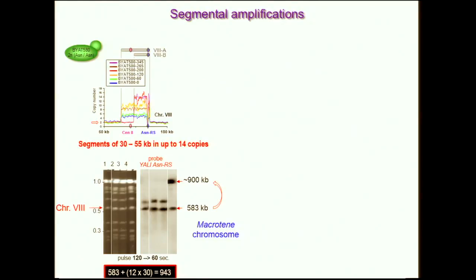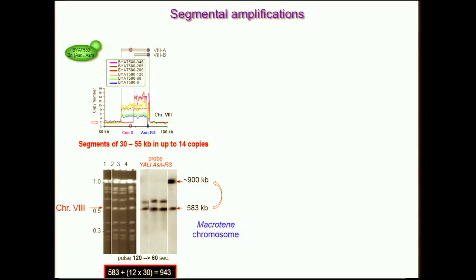We find them in up to 14 copies. And if we run the chromosome on pulse field gel, you see that the normal size chromosome would be here. And we have, in addition, a larger size chromosome, which is here. This is made on diploid cells, where we have 2 copies of that. If you make a simple mathematical calculation, multiplying 12 additional copies by the size of the copy, you predict 943 kilobase, and you observe this.